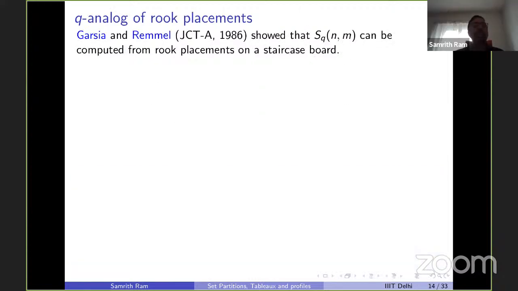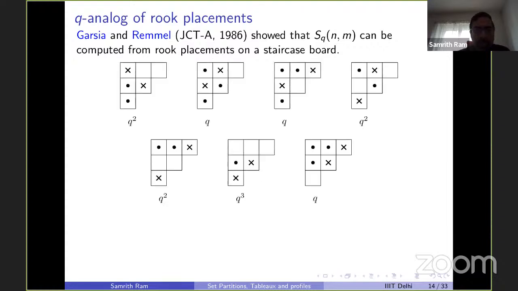In analogy with these rook placements, Garsia and Remmel showed that the q-analogs of the Stirling numbers of the second kind can also be computed from rook placements. Let's take the same example as before. But now we mark with a dot all those cells that are below or to the left of some X. For instance, in the first figure, that gives us 2 dots. For each of these diagrams, we do that, and the blank cells that are left over give us the power of q.